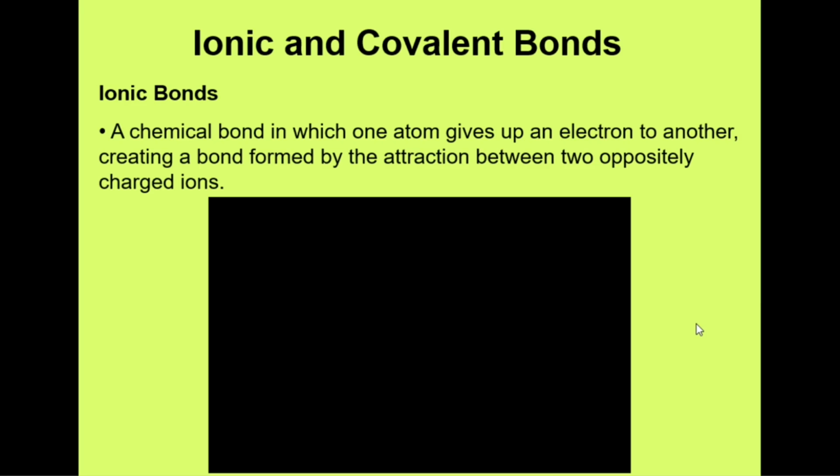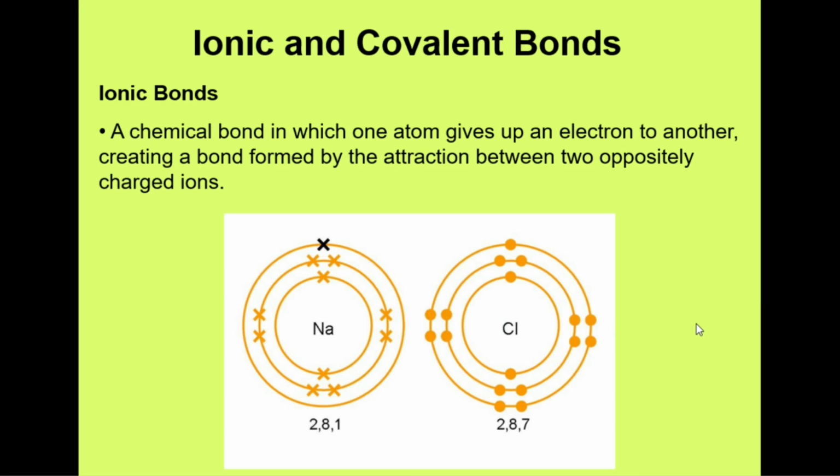So here's just a diagram showing the same thing that little animation showed. Here we've got an atom of sodium, and we can see its electron configuration written here. It's 11 electrons, 2 go in the first shell, 8 in the second, and then 1 in the third. And here we can see the electron configuration written for chlorine.